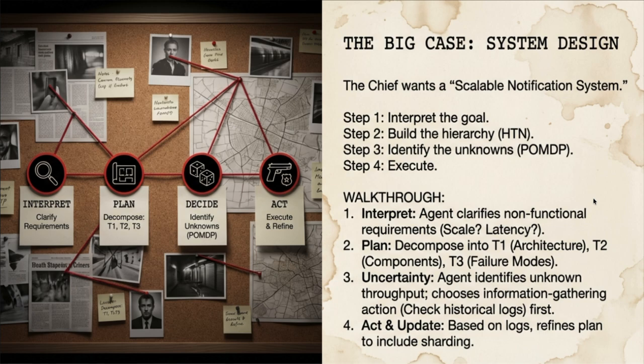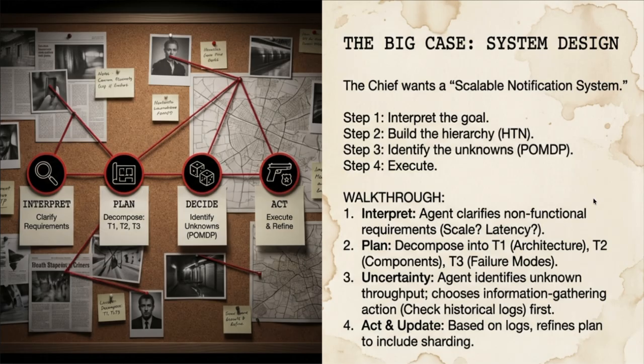Step 2 is building the hierarchy using a hierarchical task network. The agent decomposes the goal into tasks such as architecture design and component building and failure mode analysis. Step 3 is identifying the unknowns through the lens of a partially observable Markov decision process. The agent identifies that it does not know the expected throughput, so it chooses an information gathering action such as checking historical logs first. Finally, step 4 is execution and refinement.